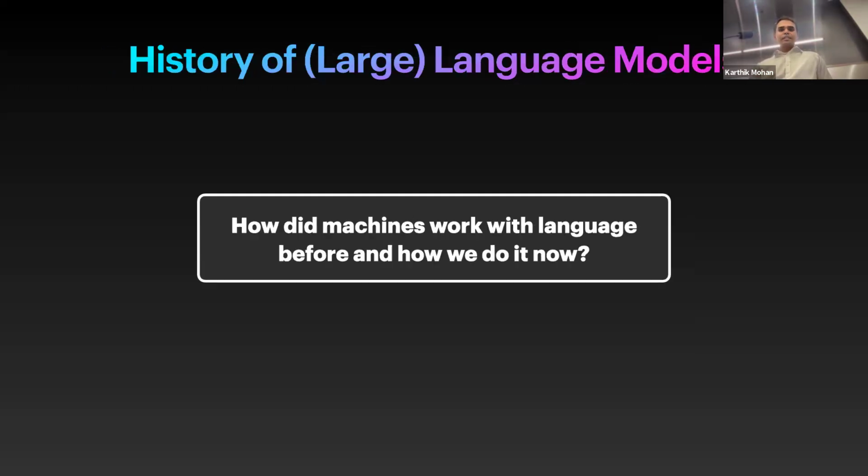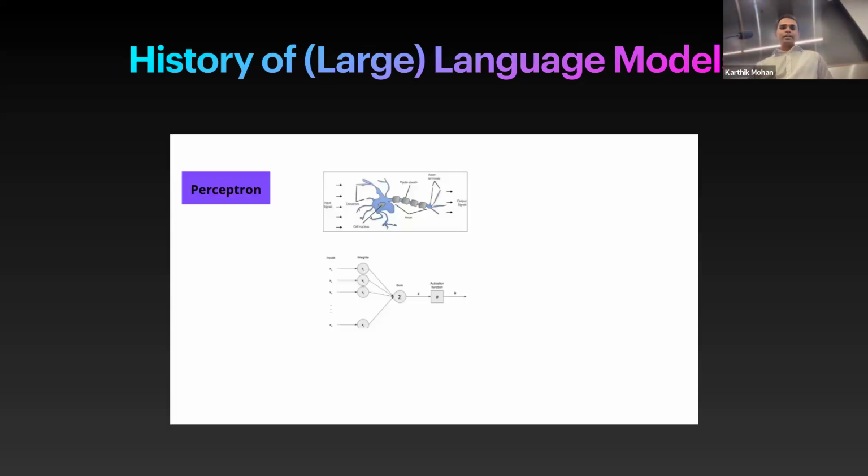So let's look at a history of language models a bit. How did machines work with language before and how do we have it now? So we'll look at some history in today's lecture, right? One of the first models is something called perceptron. If you look at the figure on the bottom, I think it's a little bit tiny font, but you can see neurons and you can see a sigma operation, and then there is a summation, and then there's a sigmoid activation function. The ones on the left are the neurons, something happens with the neurons and there's an output, right?